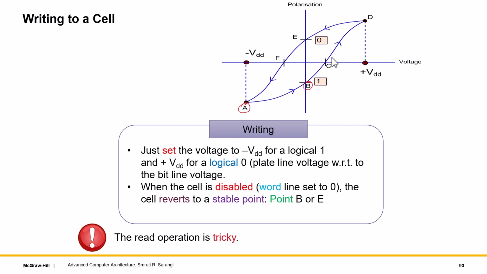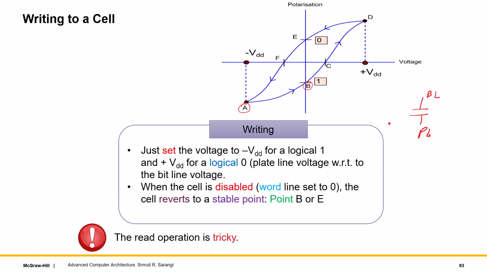If we want a logical 0, we set the voltage to plus VDD. The moment the voltage is removed, the cell will automatically come to point E. It will remain there, pretty much forever, unless of course another voltage is applied, and that would be the logical 0 for us. Whenever we say that there is a voltage, there are two terminals. This is like a capacitor, one terminal is PL, one terminal is BL.